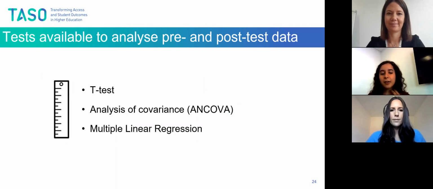So as I started talking about before, there are different types of statistical tests that are available to understand what the effect of intervention is using pretest-posttest data. So in this presentation, we'll focus more on the t-test because it is the simplest type of test, but there are also others that exist. So two of them are the analysis of covariance, ANCOVA, and the multiple linear regression. The two last ones are more complex, so we'll not go into them during this presentation.